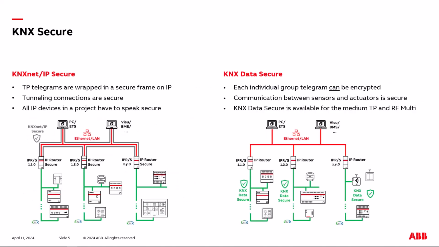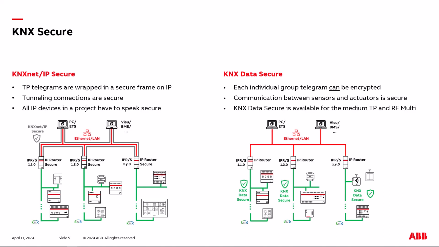So here is a short overview, and you see on the left side KNX Net IP Secure. On the IP level, in our case, behind the IP router or IP interface, we have the KNX Net IP level with the Ethernet cable, let's say. Telegrams are wrapped into a secure frame on IP, as mentioned already, and all the tunneling connections are now secure there. And if you have this solution on IP level, every product has to be secured, otherwise it does not work.